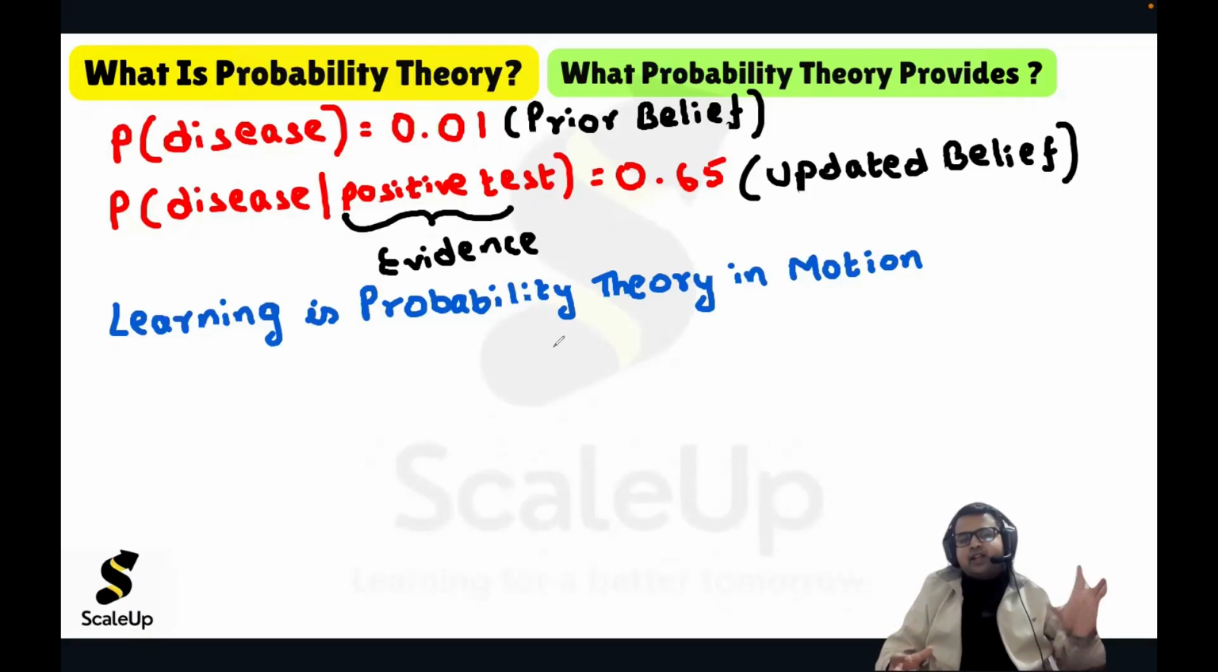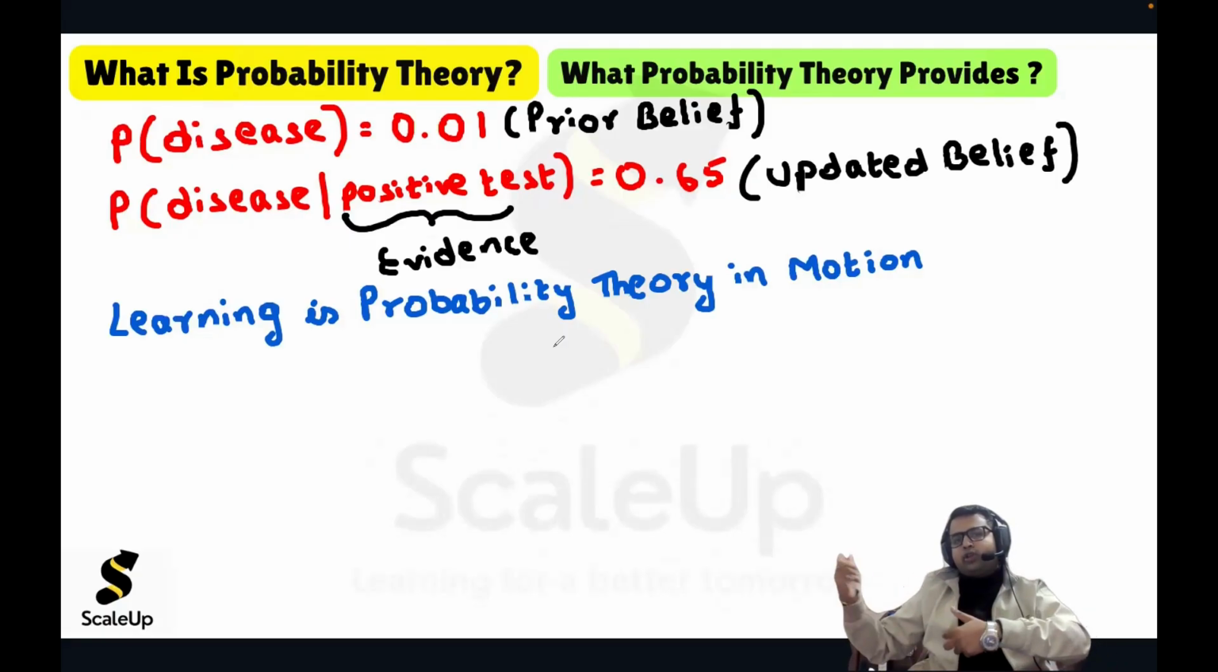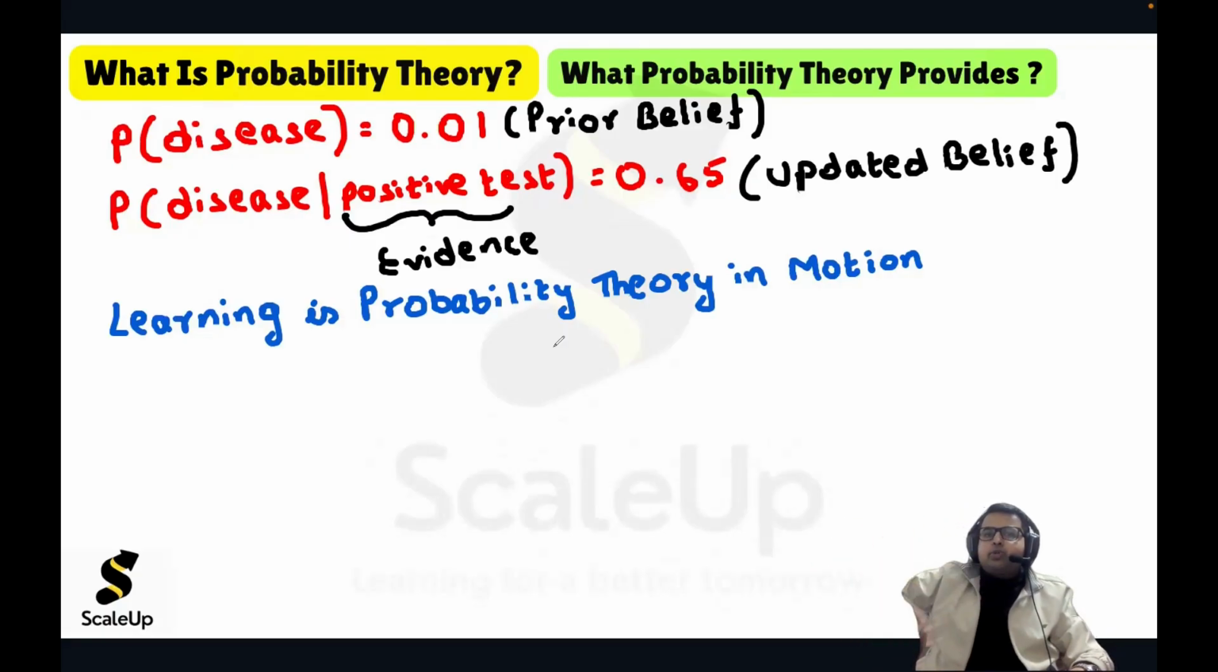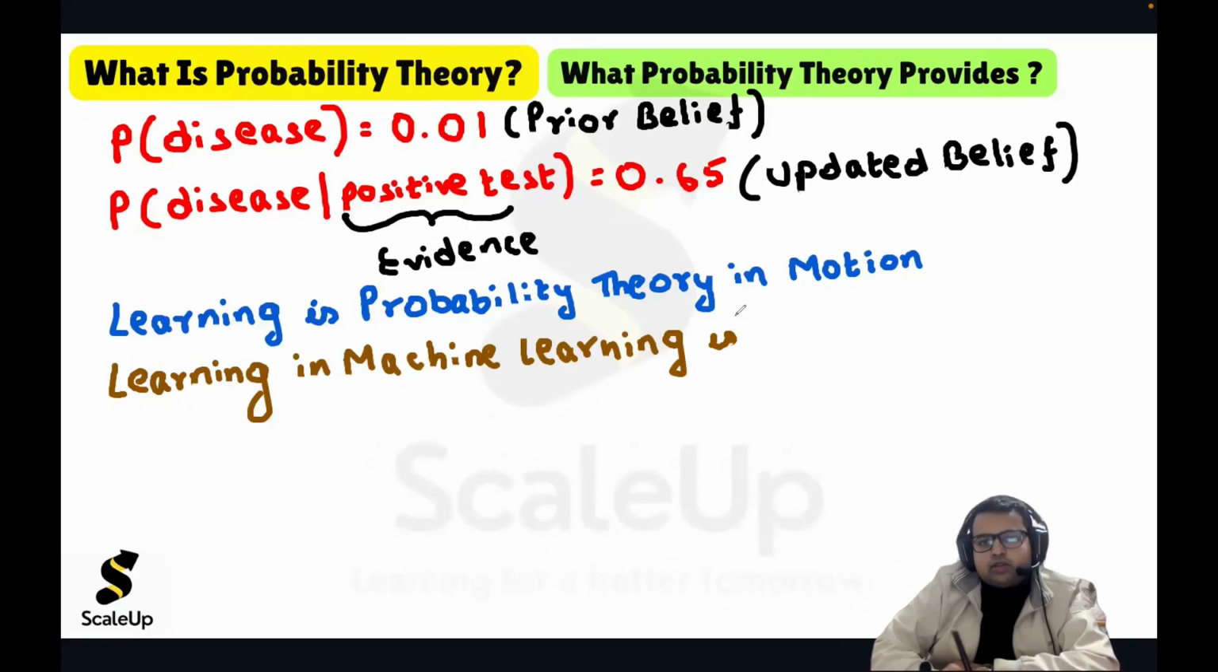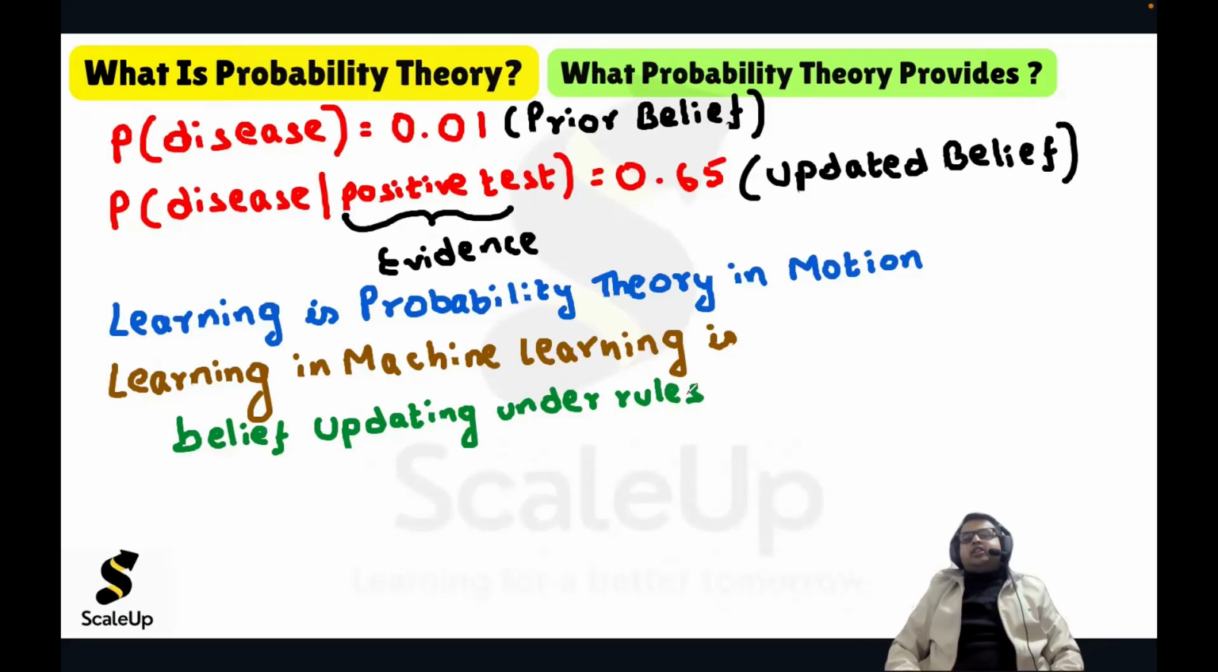We have a prior belief, we are getting evidence, and probability theory gives us the systematic rules for how to update the belief using this evidence. That is what learning is, and this process keeps on going. So learning is probability theory in motion. Learning in machine learning is belief updating under rules.